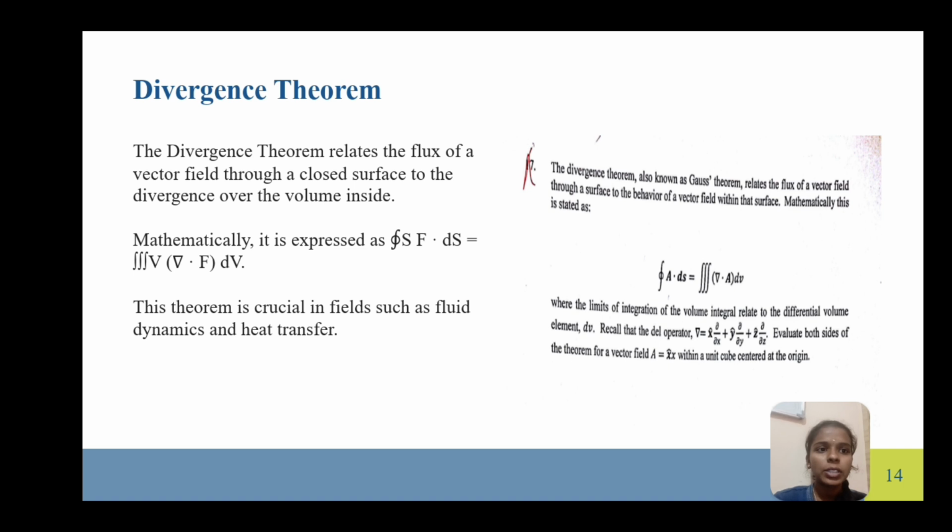The divergence theorem, also known as Gauss theorem, relates the flux of a vector field through a surface to the behavior of the vector field within that surface. Mathematically, it is stated as given in the equation.